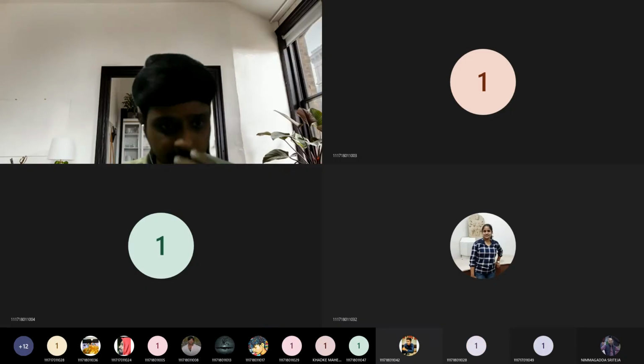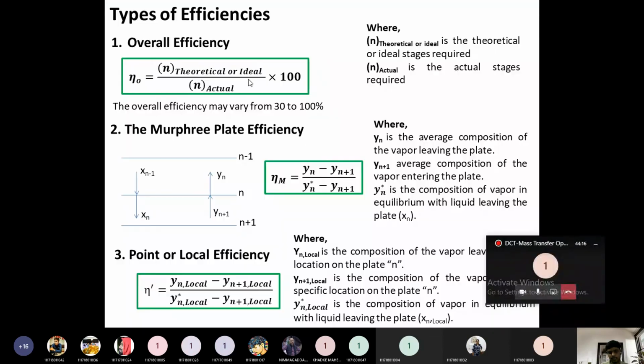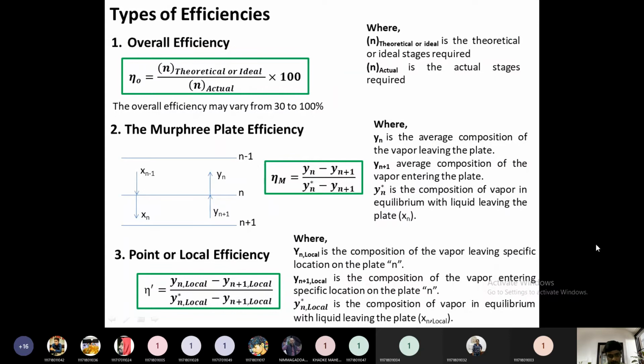For your understanding, I have given this much explanation, but from the examination point of view, the material in this slide is enough. First, we have to define why the efficiencies are required, because there may be a deviation between the flow rates and between the mole fractions in the actual and ideal conditions. In order to account for this deviation, we need efficiency. Efficiencies are of three types.